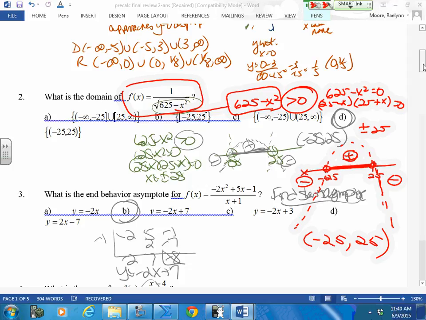Okay, we did your end behaviors, right? We synthetically divided that.